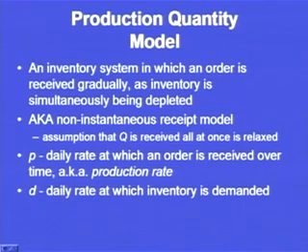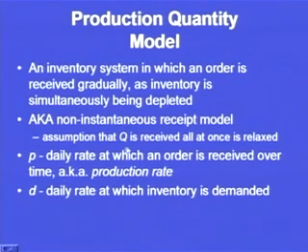In the first case we have seen that the order is received all at once, but in this case the order is not received all at once, it is received in stages, or with the passage of time we will keep on receiving the order, or we can say it is a non-instantaneous receipt model. So the receipt of the materials or the lot or the components will not be at once, it will be over a period of time. This we will be able to understand with the help of an example.